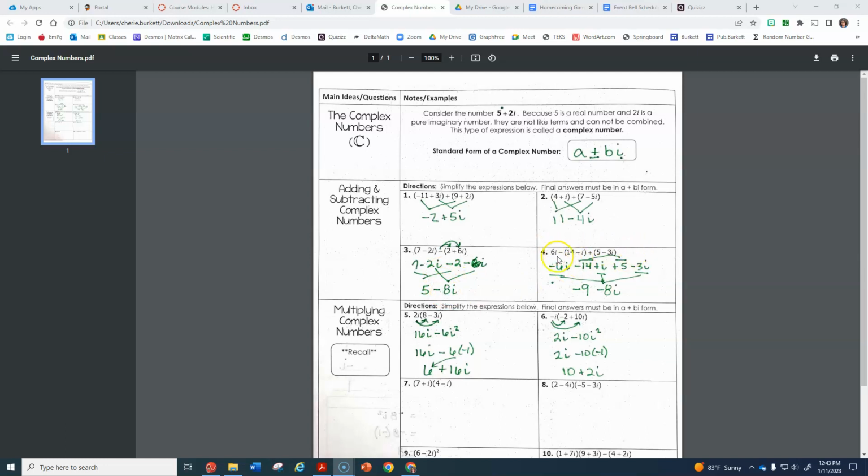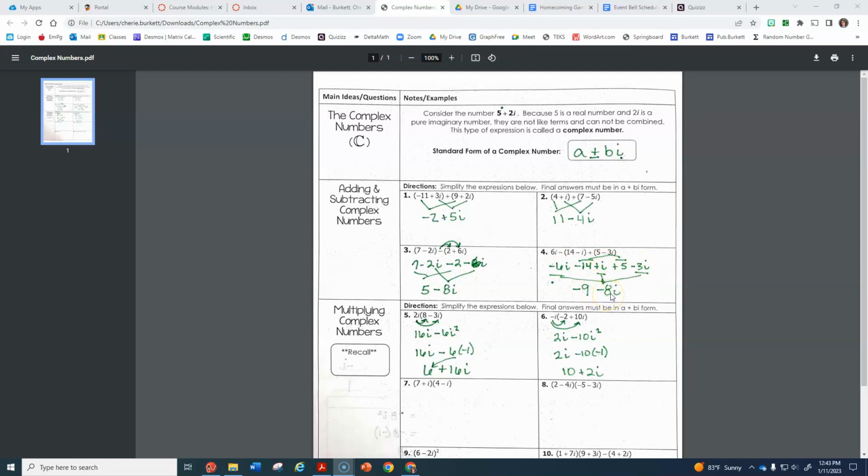Doesn't matter if we have several right here. We have a 6i. We need to distribute that negative, so that becomes negative 14. A negative 1 right here times that negative i makes that i positive. And then we don't have a negative sign to distribute, so the 5 stays positive, 3 stays negative. So negative i, negative 6i, positive i, and negative 3i. Those all need to go together. A negative 6 and a negative 3 makes negative 9. Negative 9 and a positive 1 combined together give me negative 8.